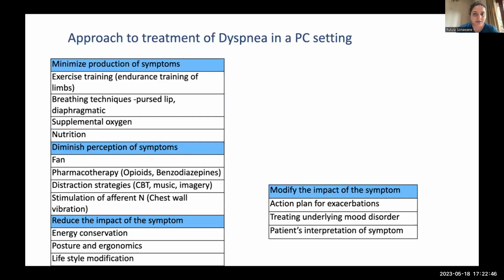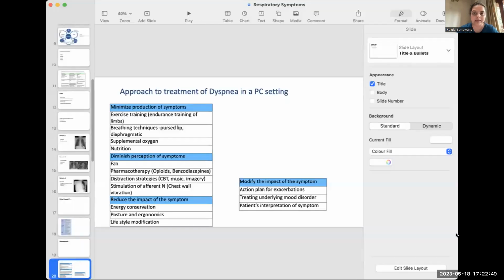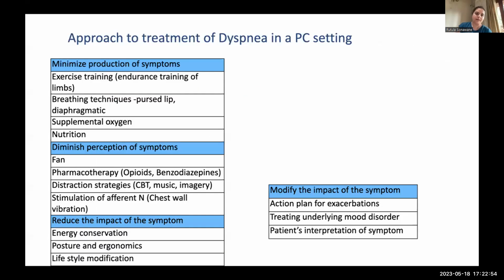Coming down to the management. What we are looking at is managing to reduce the symptoms. So how do we minimize the production of these symptoms? It can be endurance training, that is exercise training. There can be certain breathing techniques such as pursed-lip breathing or diaphragmatic breathing. Supplemental oxygen whenever required. And always remember, oxygen is also a medicine. So use it very stringently, and when necessary; do not give it just like that.